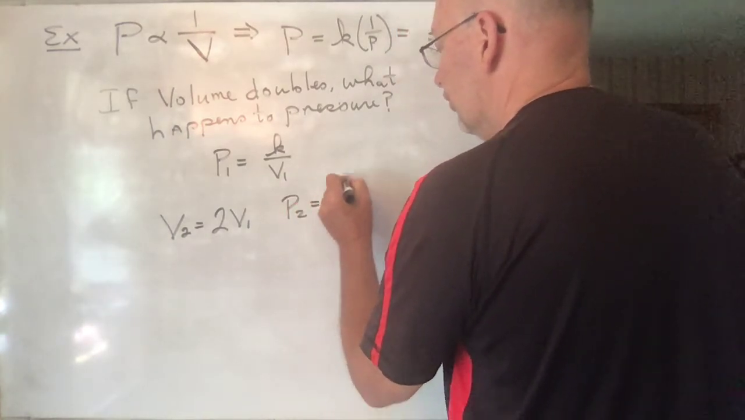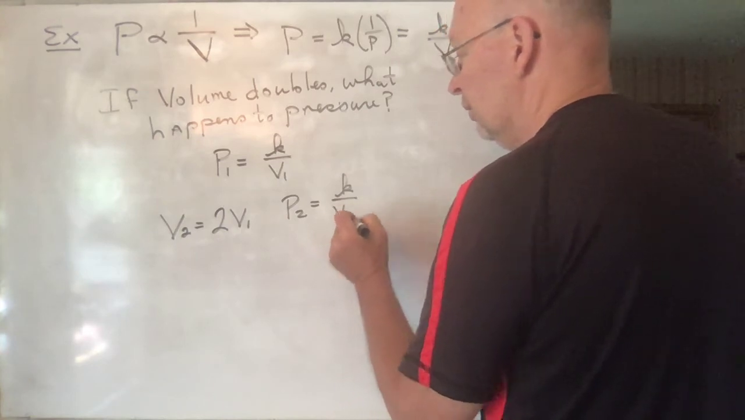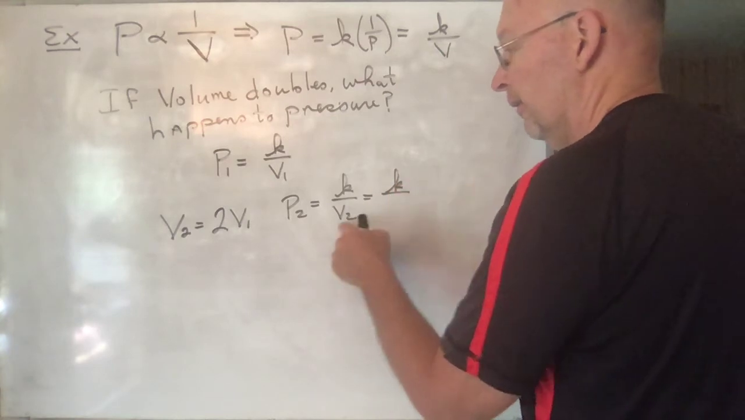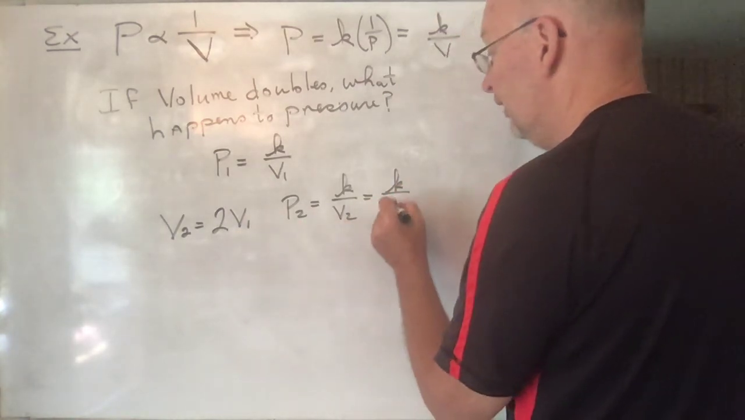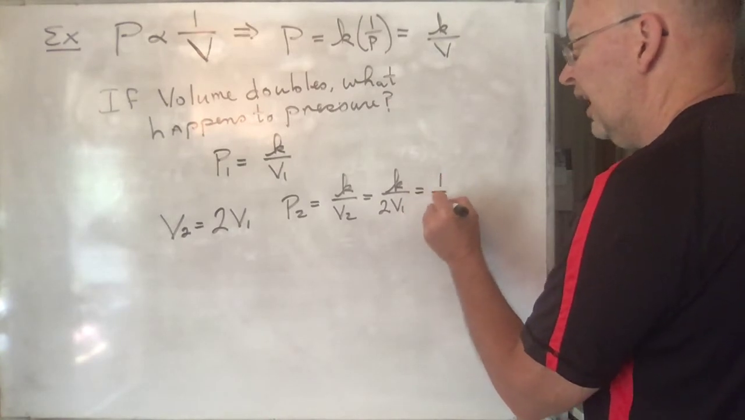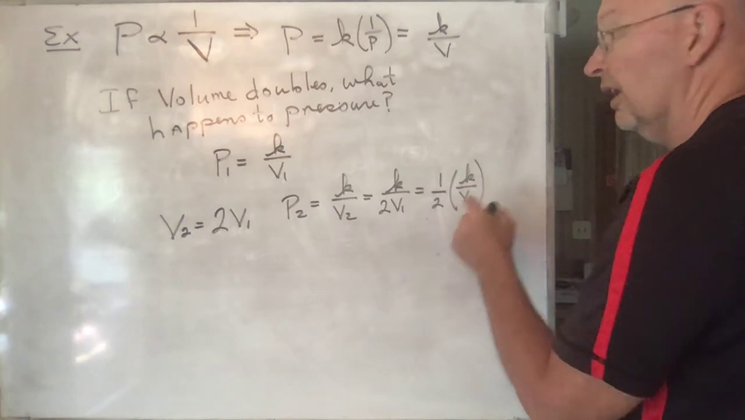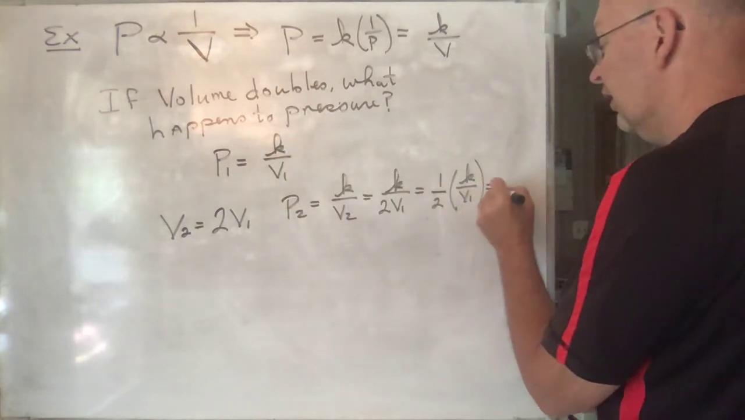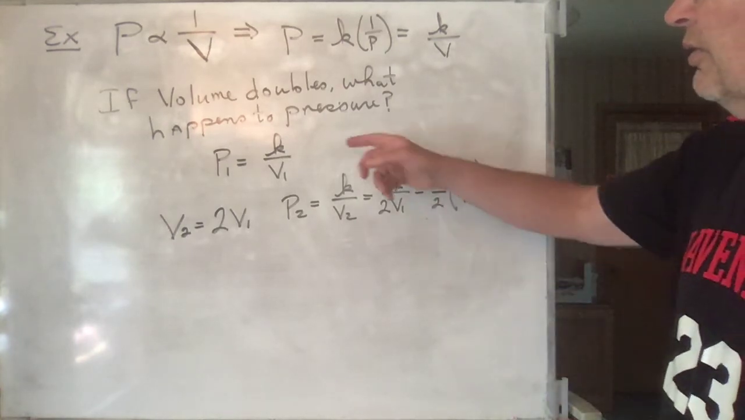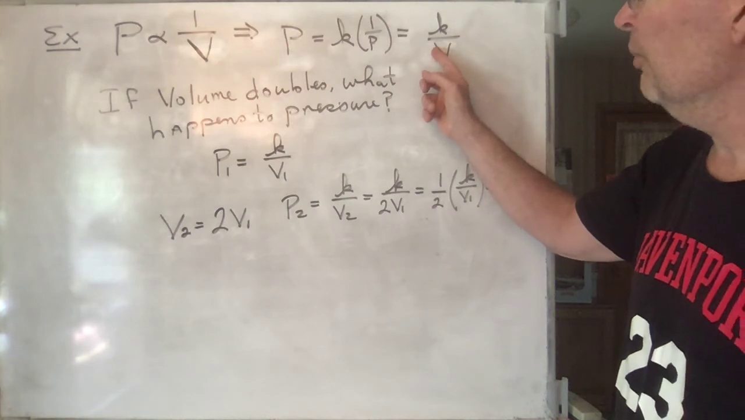P2 is going to be K over V2. Okay, that relationship always holds. But now V2 is equal to 2V1. And notice that that's equal to 1/2 times K over V1. And K over V1, that's just P1. 1/2 P1.